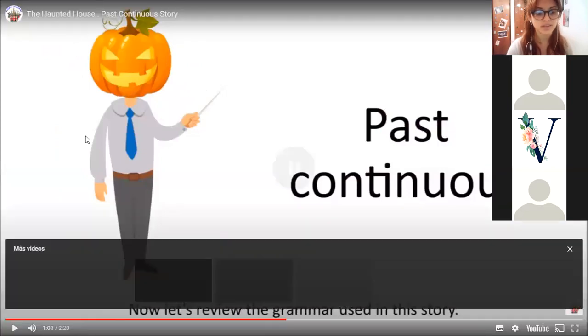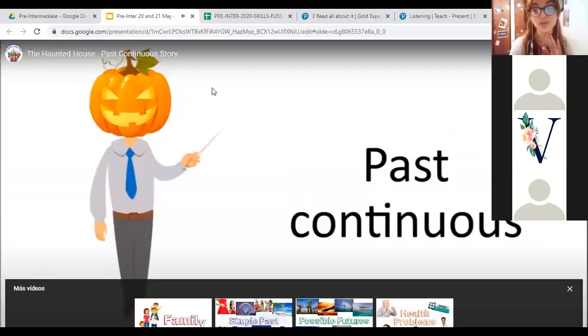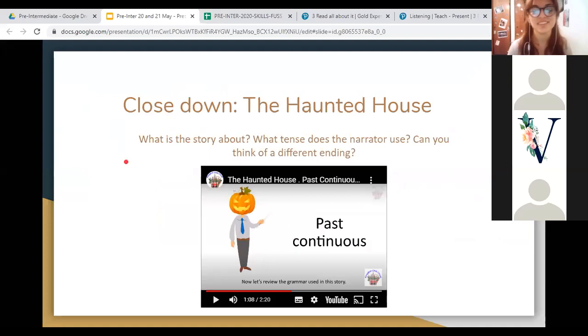Now let's review. Okay, that's the story. What happened in this haunted house? A man was walking with his dog. The dog ran out of the leash. Right. And entered the haunted house.